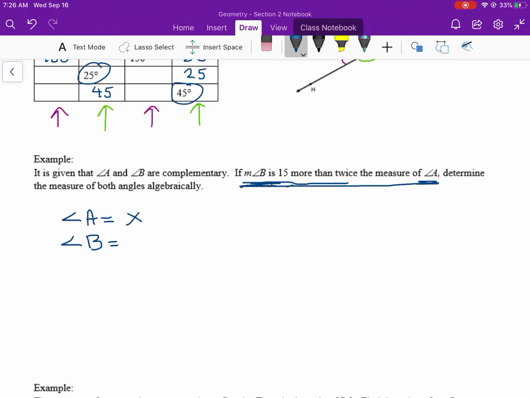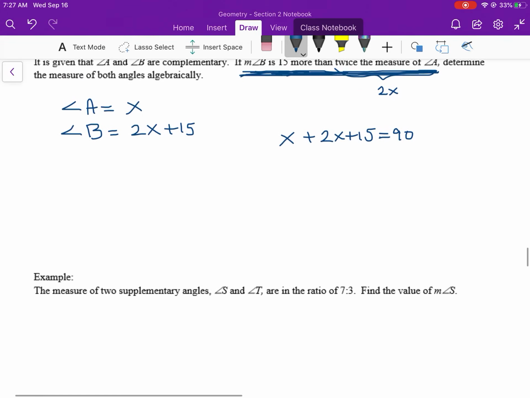So now I'm going to try to change all of these words into some sort of algebra. 15 more than twice A. So how do I do twice A? Well, that's going to be 2x. And 15 more than that, I'm going to add on 15. So this is what I do. And then I know that they're complementary, so I'm going to say x plus 2x plus 15 is equal to 90. And hopefully you can solve that equation.